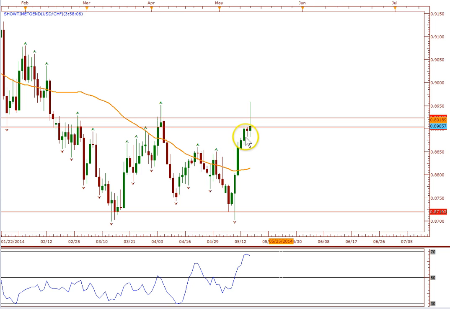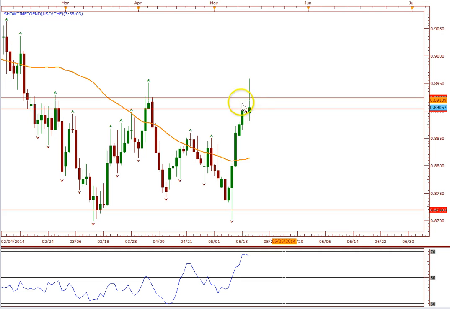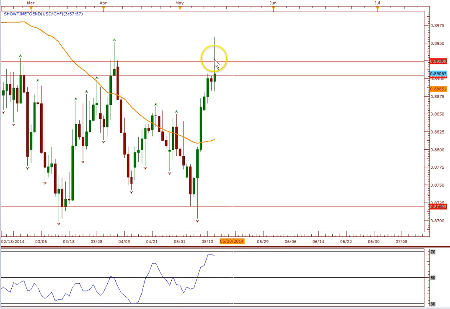So this level, I want to look to trade this level, and I want to look to sell this level, because I'm selling resistance. Now if the market closes above my level, I still can wait for the retest and then buy the support level.